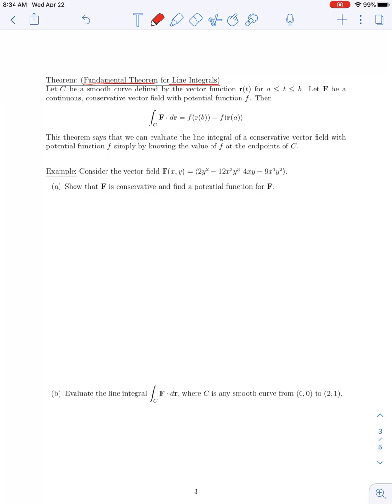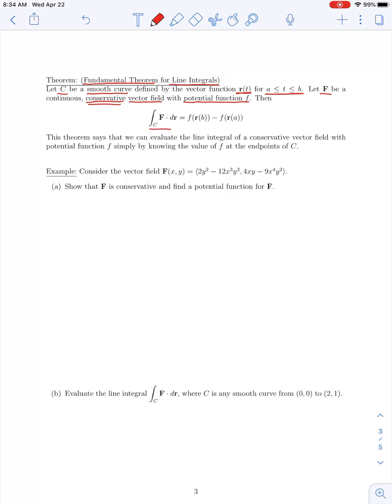Let's look at how this works. So here's what our theorem says. It says if we have a smooth curve C, which is defined by some vector function r of t for values of t ranging from a to b, and f is a continuous conservative vector field. So it must be conservative for this theorem to apply. And the potential function of that conservative field is a scalar function little f.